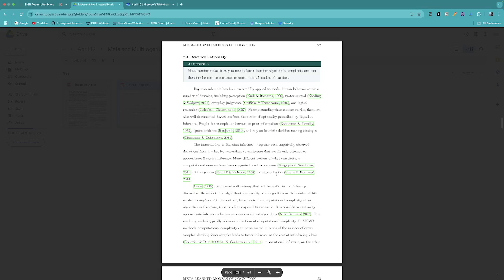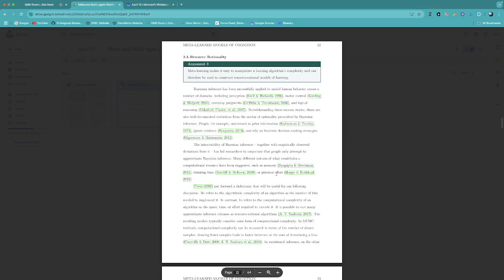Cover, in 1999, put forward a dichotomy that will be useful for our following discussion. He refers to the algorithmic complexity of an algorithm as the number of bits needed to implement it. By contrast, he refers to the computational complexity of an algorithm as the space, time, or effort required to execute it. So it's implementation and execution. It is possible to cast many approximate inference schemes as resource-rational algorithms. So this is a specific type of algorithm. The resulting models typically consider some form of computational complexity.